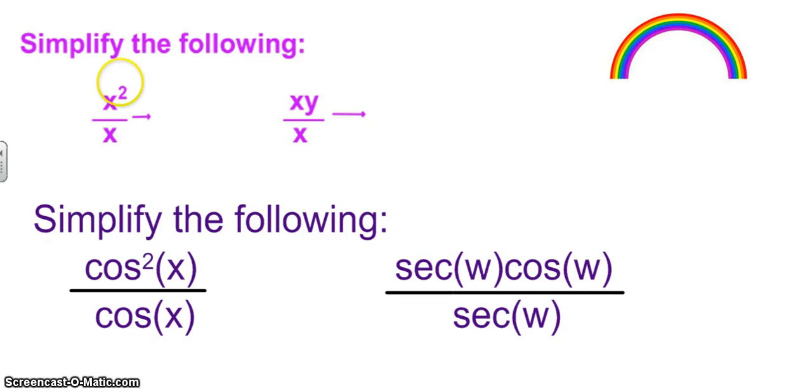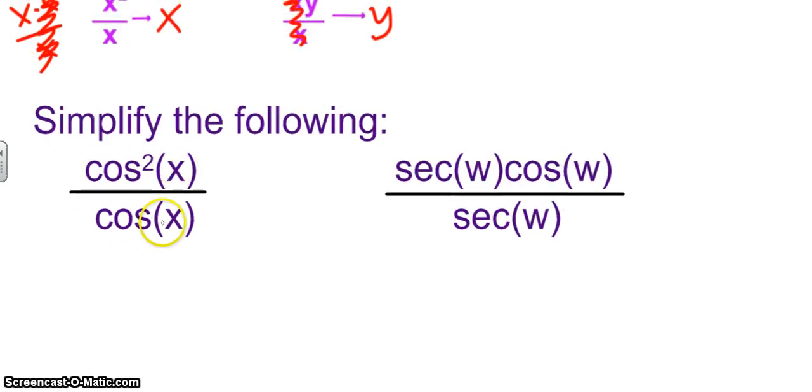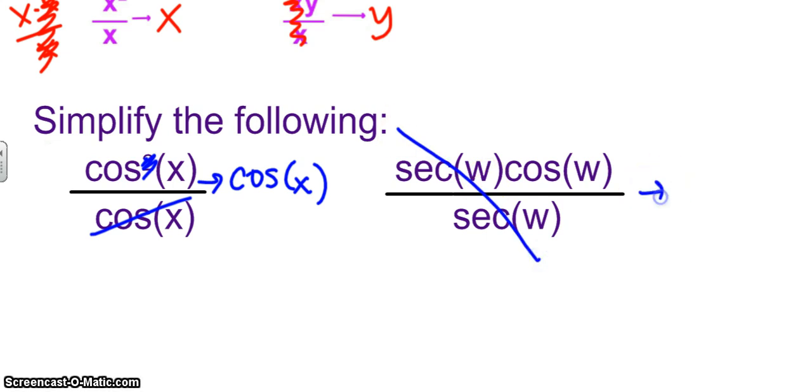Continuing with our algebra, we know that x squared divided by x will simplify to just be x, because really this just means x times x all over x. Those will cancel. So here, x and x, these are going to cancel, and we'd be left with just y. So using that with our trig connection, cosine squared divided by just cosine, one of those is going to cancel, and we'll be left with just cosine of x. Here, secant cosine divided by secant, your secants will cancel, and you are left with just cosine.